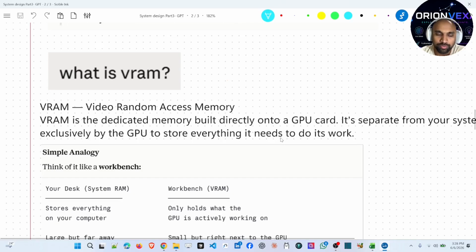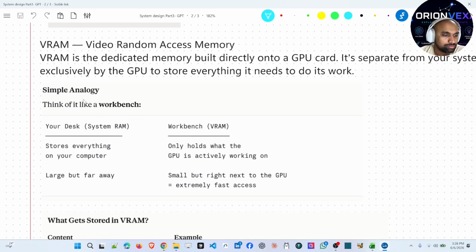If you see the analogy, our disk or system RAM stores everything your computer needs, whereas VRAM holds what the GPU is actually working on. It will be the weights, then the key value cache, such kinds of parameters it is holding. The system RAM is large but far away, and the VRAM is small but right next to the GPU, and it is extremely faster.